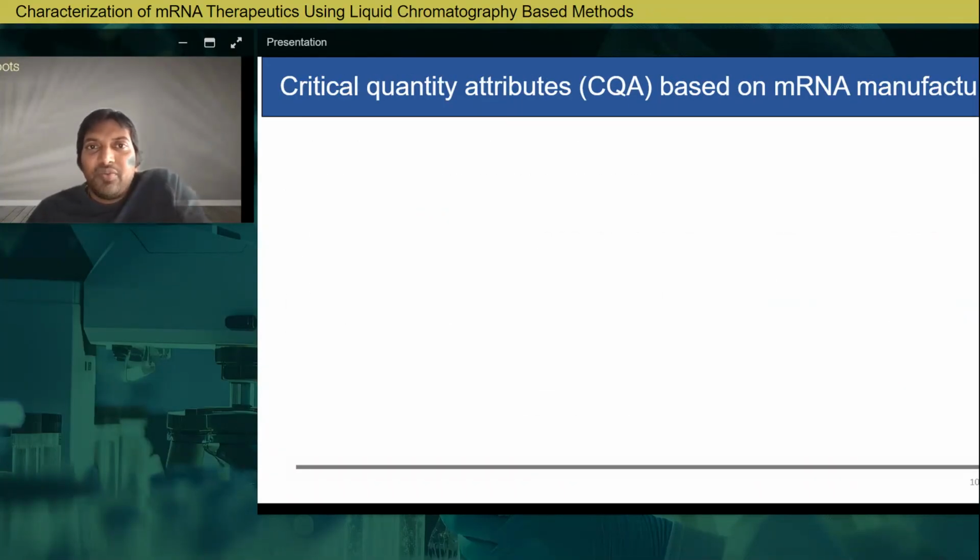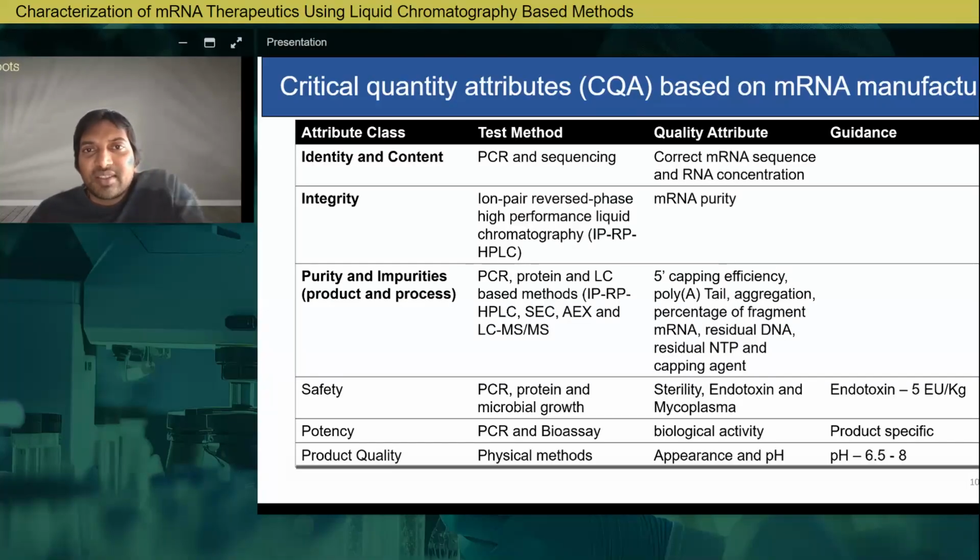So, moving on, we can talk about critical quality attributes from an mRNA manufacturing point of view, or an mRNA molecule point of view. These can be subdivided into attribute classes, and this table defines what the attribute class is, what test methods are applied, and what quality attribute you are identifying for this specific mRNA molecule.